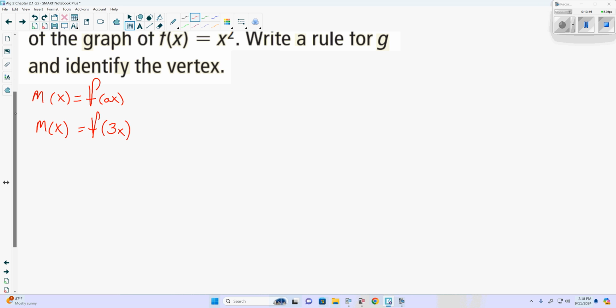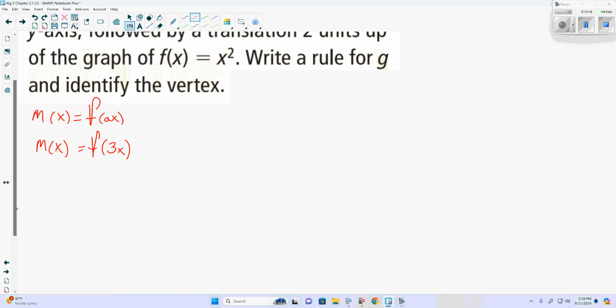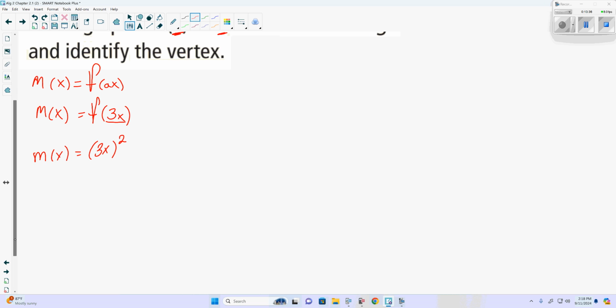So 3x. What that means for us in finding this function is that every x in f of x has to be replaced with 3x. So our x squared is now 3x squared. We're squaring both of those terms. So 3x squared, 3x times 3x is what? 3 times 3 would be 9. X times x would be x squared. So we can say m of x is 9x squared.